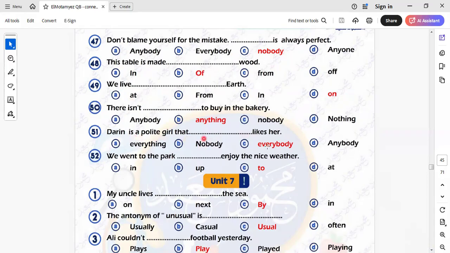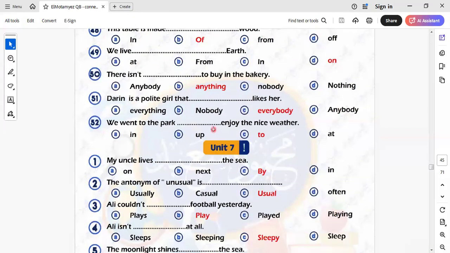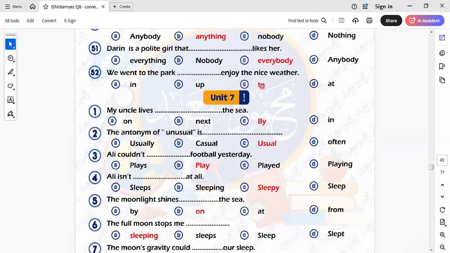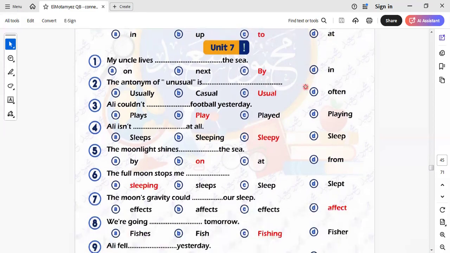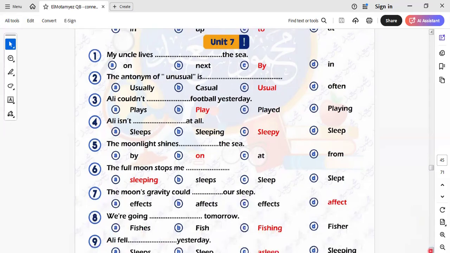Darien is a polite girl that everybody likes. We went to the park to enjoy. Here I use "to" as a reason, like when we say "because". Here "to" is used to connect the sentence by giving a reason. He will say we went to the park for what? To enjoy the nice weather. Let's go to another item here.